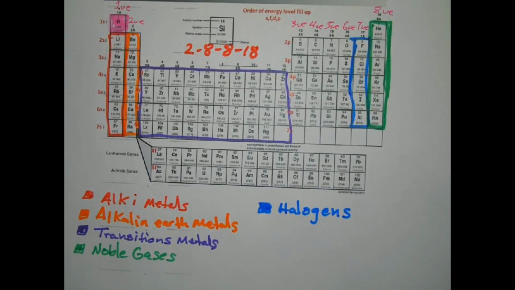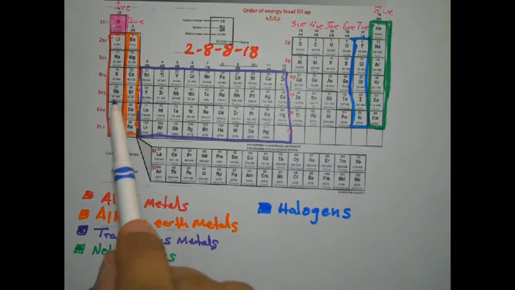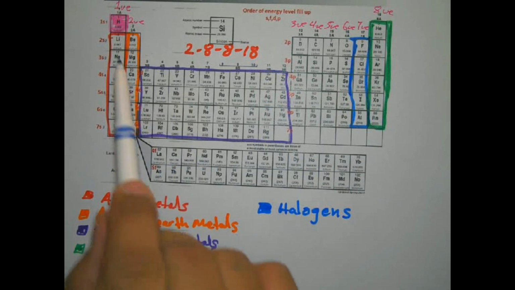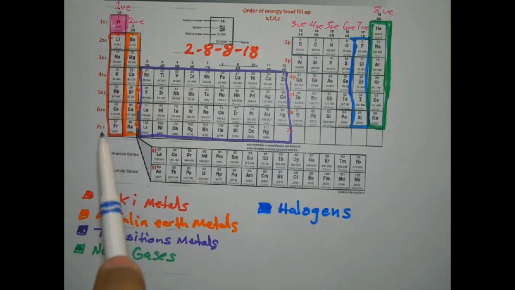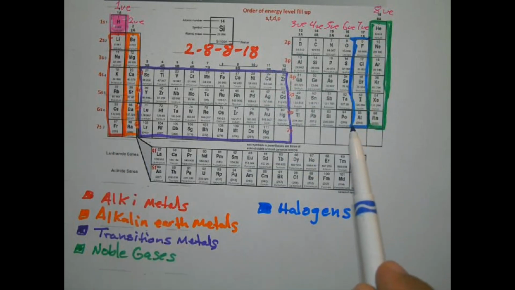Now let me talk about the halogens real quick and the alkali metals here. These two guys right here. Super, super important thing you need to know. These guys only need to give away one more electron to become stable. These guys only need to gain one more electron to become stable.